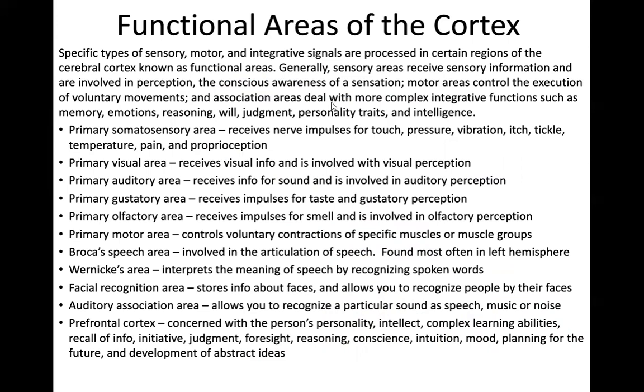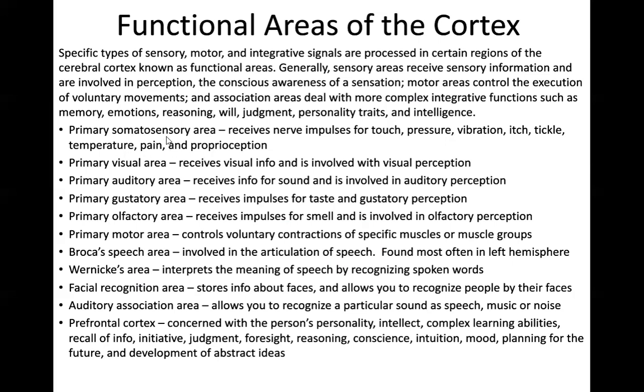There are also association areas that deal with much more complex integrated functions like memory, emotions, reasoning, will, judgment, your personality traits, and intelligence. There are so many different functional areas listed in your textbook. It's like two or three pages, I think, if I remember right. It's been a while since I've looked through it. I've chosen something like 10 that I want you to know. Not so much where they're at, and I didn't even include that, just what they are responsible for.